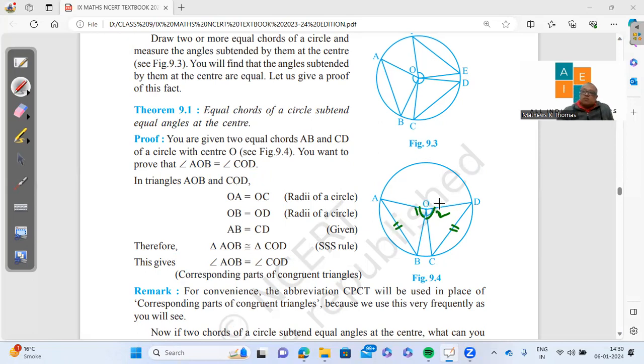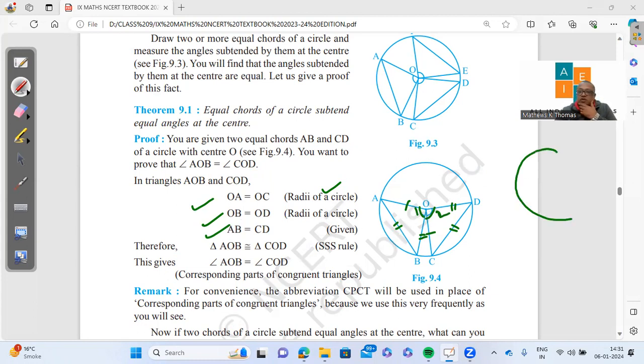That means I have to prove that angle 1 is equal to angle 2. Angles AOB and COD have to be proved equal. For this, we will take the two triangles and prove them congruent. OA and OC are equal radii of the circle. If you have a circle, all the radii are equal. OB and OD are equal, again radii of the same circle. AB equal to CD is already given to us. Therefore, we can say the triangles are congruent by SSS, and therefore angle AOB equals angle COD.